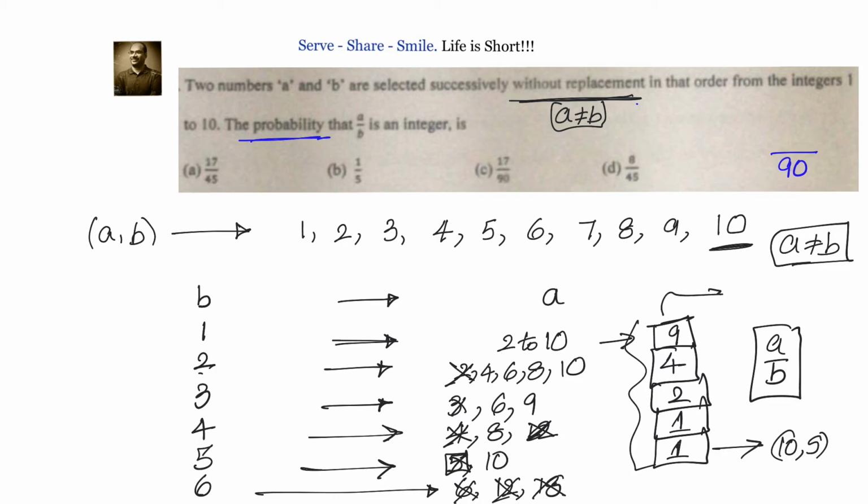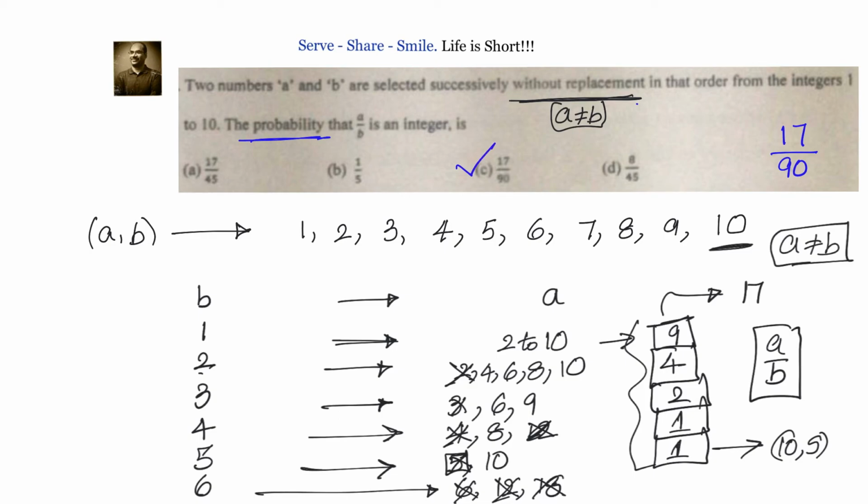So let us club them together. 9 plus 4, 13. 13 plus 2, 15. 15 plus 2, 17. So the numerator is 17 and the denominator is 90. That means the probability is 17 by 90.